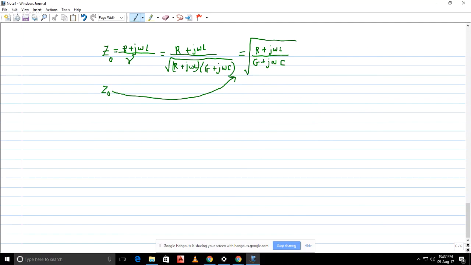So it becomes an integral part of the transmission line. So whenever I design a transmission line, I'm going to get an integral impedance, which we called the characteristic impedance, Z0. Okay. Now, suppose I make R equal to G equal to zero. This means that the line is lossless.